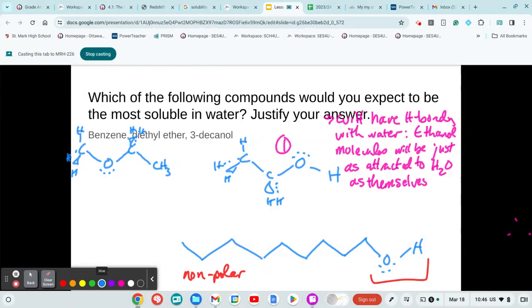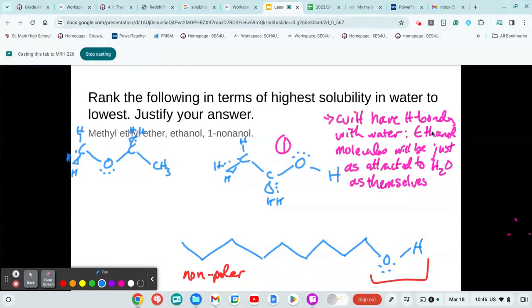This one, the top one here, and my slide changed, so that's not even the same thing. The methyl ethyl ether, it's a lot smaller. It's got a lot smaller non-polar portion, so it's probably more soluble in water. I don't know for sure, though, without looking up the data, but that would be my prediction.